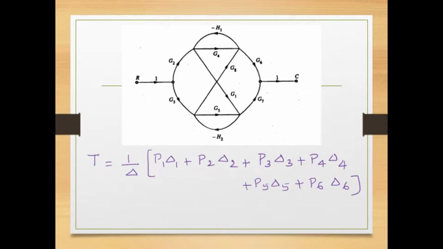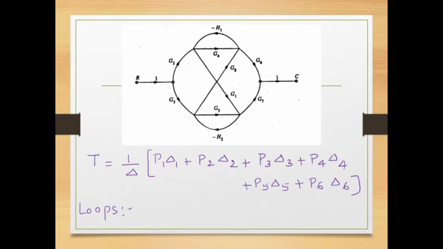So now what are we supposed to find? We are supposed to find the loops, the individual loops. We have to find non-touching loops two at a time, non-touching loops three at a time, and so on. And then we have to find delta 1, delta 2, delta 3, delta 4, delta 5 and delta 6. So first let us find the loops. How many loops can we identify here? We'll see the loops one by one.